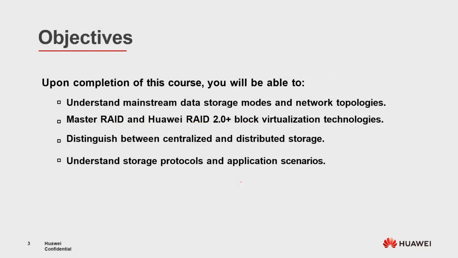So let's look at the objectives of this chapter. The objectives of this chapter are to understand the mainstream data storage modes and network topologies. There are different types of data storage modes. With this objective, we will try to understand the differences and how they work, especially in a network topology.